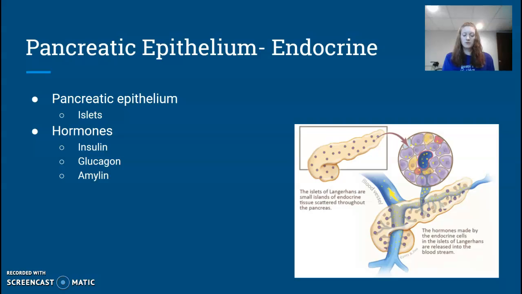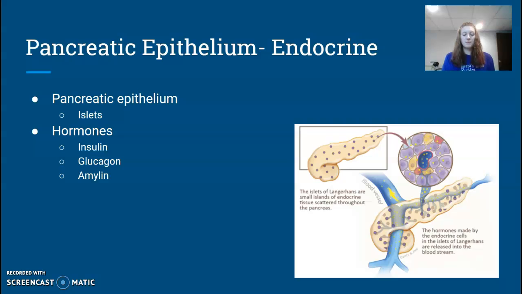Amylin, which is also secreted by the beta cells, helps to control appetite and the amount of food leaving the stomach. Amylin slows gastric emptying and reduces gastric secretions. Additionally, amylin promotes a feeling of fullness and decreases food intake.